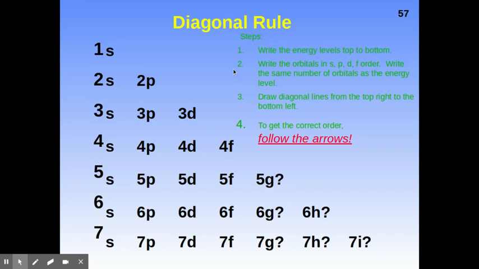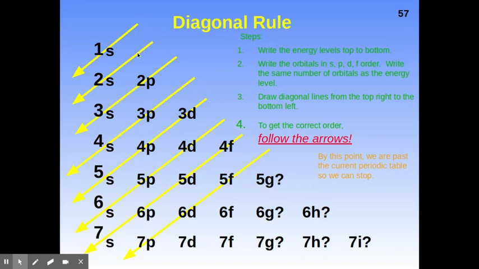Now, when you are filling things, you're going to draw diagonal lines from the top right to the bottom left. Okay, so that's how you fill them. You start up here. The first electrons are going to go in the 1s level, but that can only hold 2. So when that's done, the next ones are going to go in the 2s, and it can only hold 2. So when that's full, we'll go to the 2p and then the 3s.